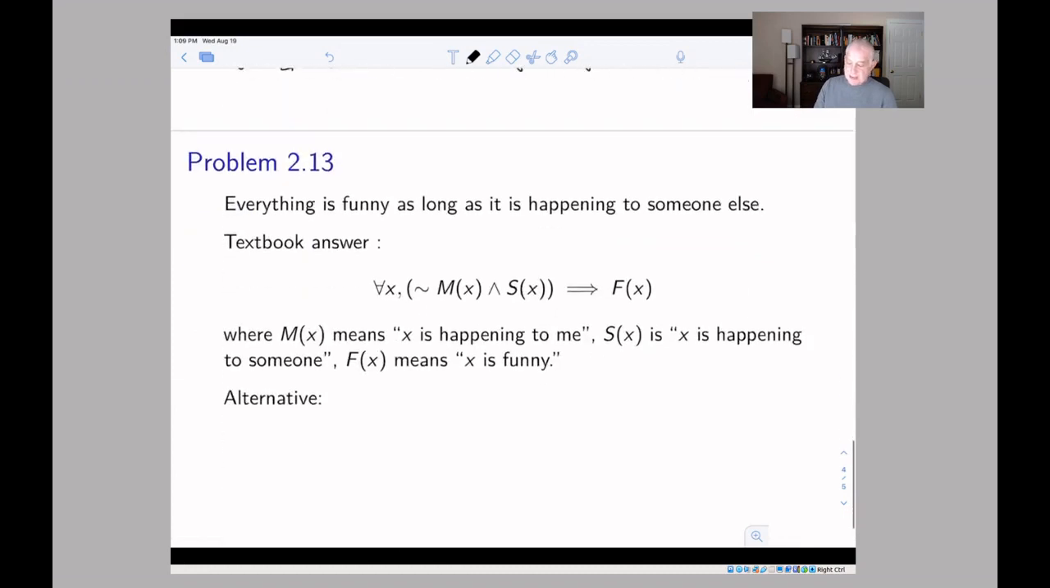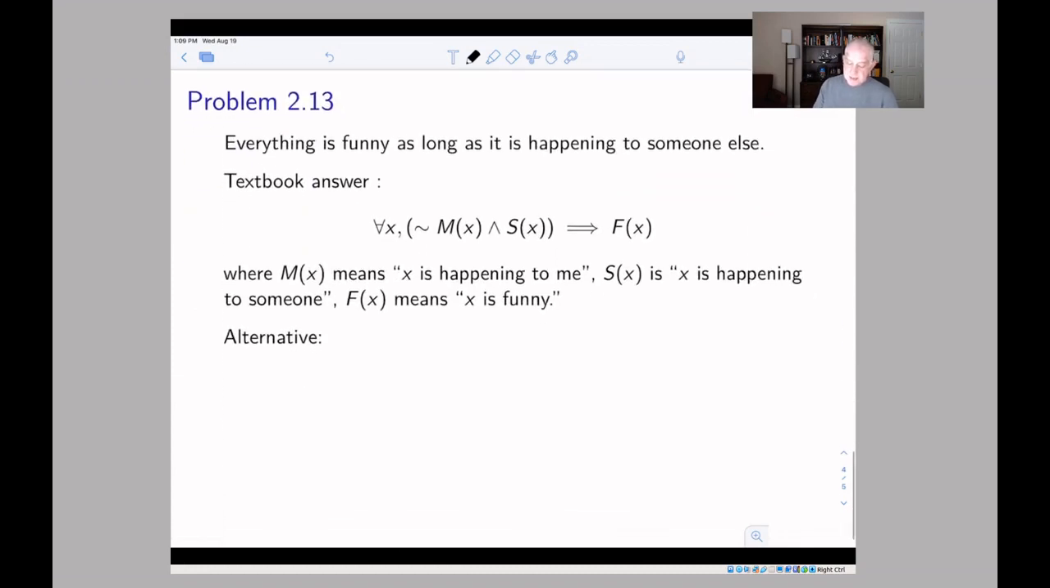One more example, maybe just for fun. Problem 2.13 asks you to look at the statement, everything is funny as long as it is happening to someone else, and asks you to put this into logical form. And the suggestion that the book gives in the answers is to make M of X be the statement, X is happening to me. Let's not take this too seriously. S of X is happening to someone. And F of X is that X is funny.